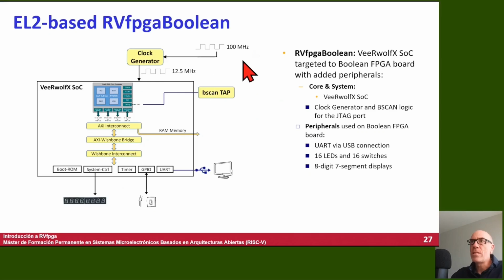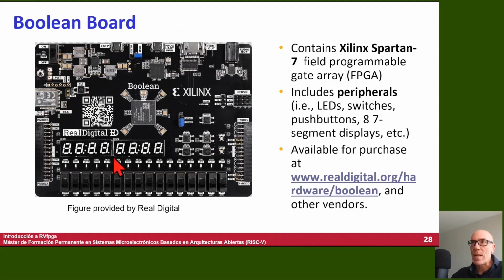This slide shows the Boolean board with a Spartan 7 FPGA, sized between Basys 3 and Nexus A7, but still too small for EH1. The Boolean board has a different FPGA, a Spartan 7. It's mid-sized between Basys 3 and Nexus A7, but can't fit EH1. It includes various peripherals and is available for purchase on Real Digital's website and on some other websites as well.